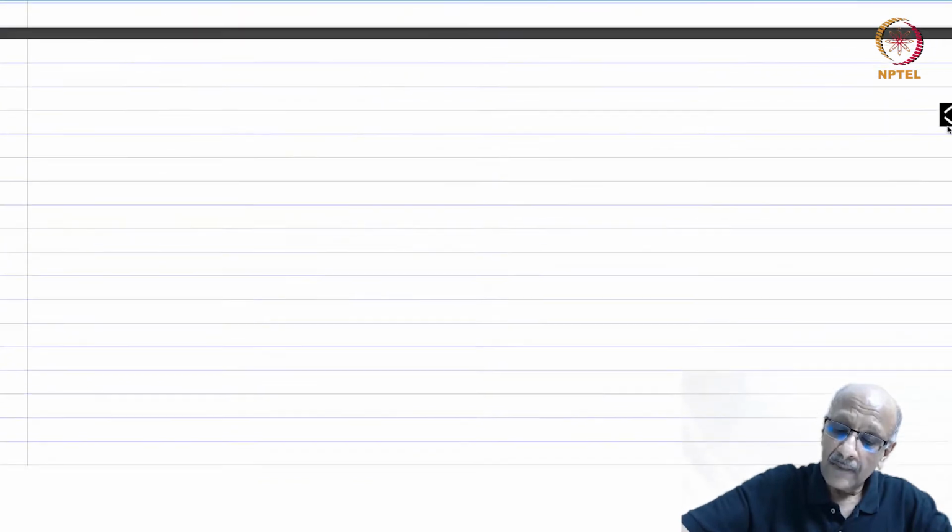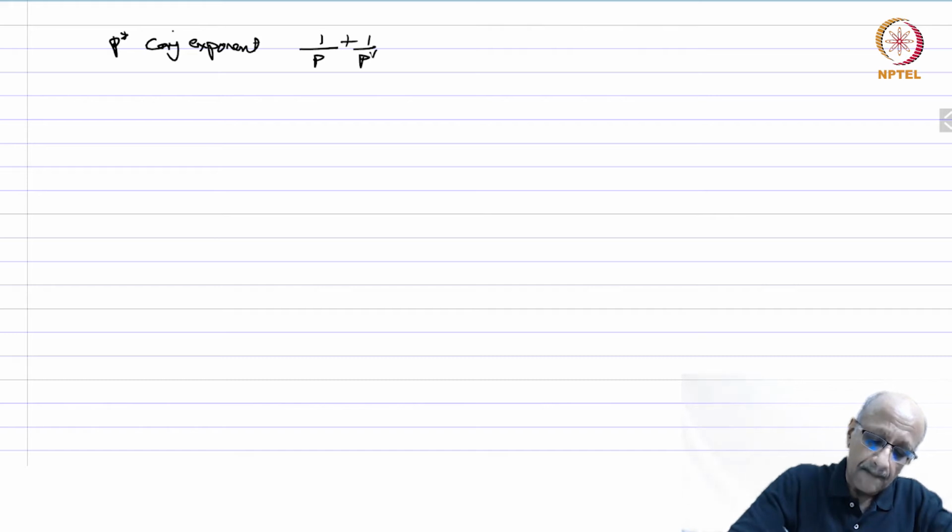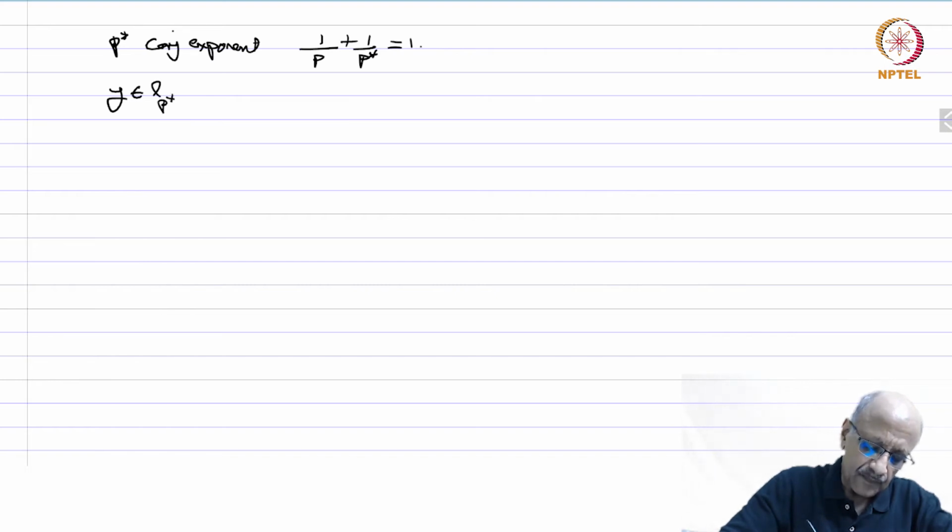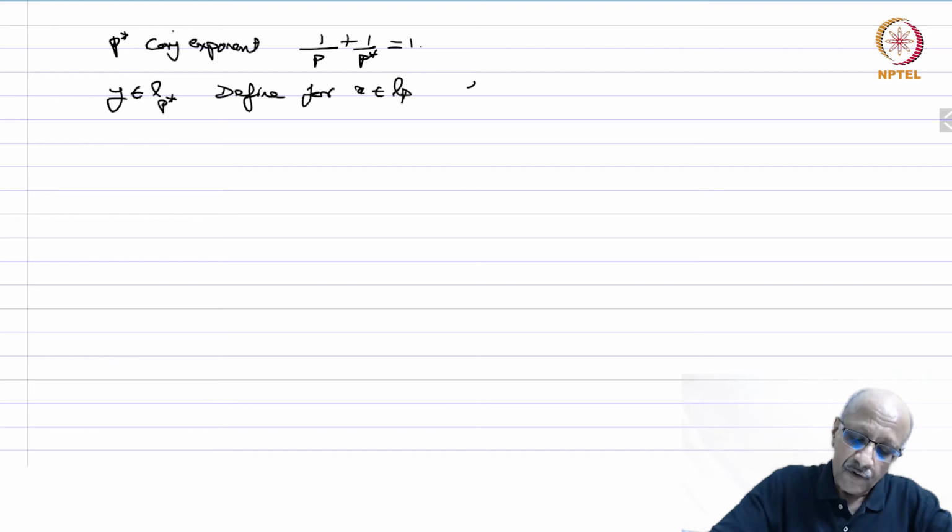So now I am going to try to compute what its dual is and identify that. So let us take p star as the conjugate exponent. What does it mean? 1 by p plus 1 by p star equals 1. So let y belong to lp star. So define, for x in lp, Fy of x equals sigma i equals 1 to infinity xi yi.